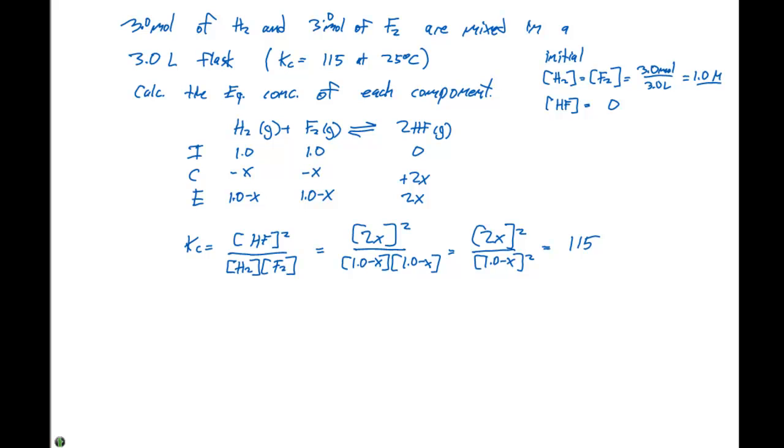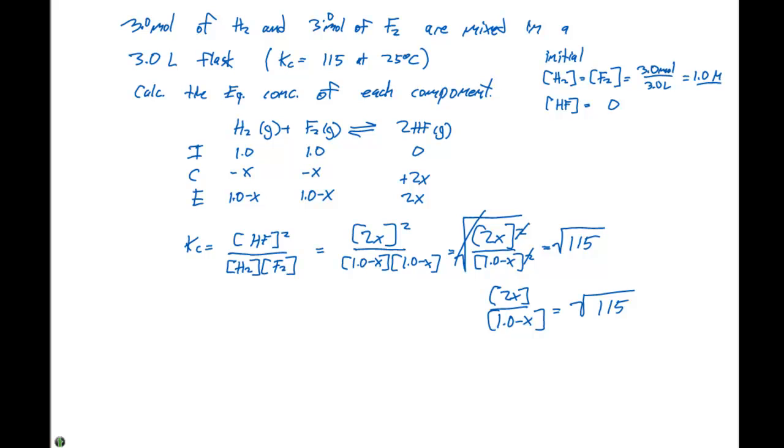Now, we did a previous example where we had to use the quadratic equation, and it's possible that we have to use it here, but we can take a little shortcut. If we take the square root of both sides of this equation, the square root will get rid of our exponent, and that's going to allow us to simplify this down into 2x divided by 1.0 minus x is going to equal the square root of 115.